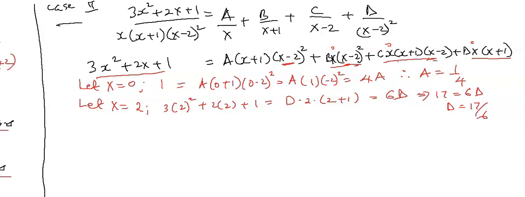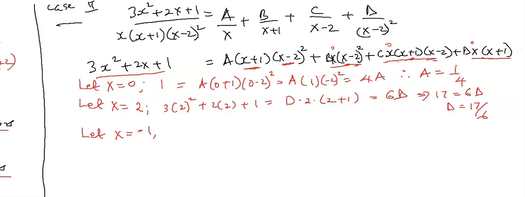So we have a, we have d. We need to get b and c. Now we can do this. We let x to be negative 1. If we let x to be negative 1, a will go, because this will be 0. If x is negative 1, c will go, because this is 0. And of course d will go, because that will be 0.